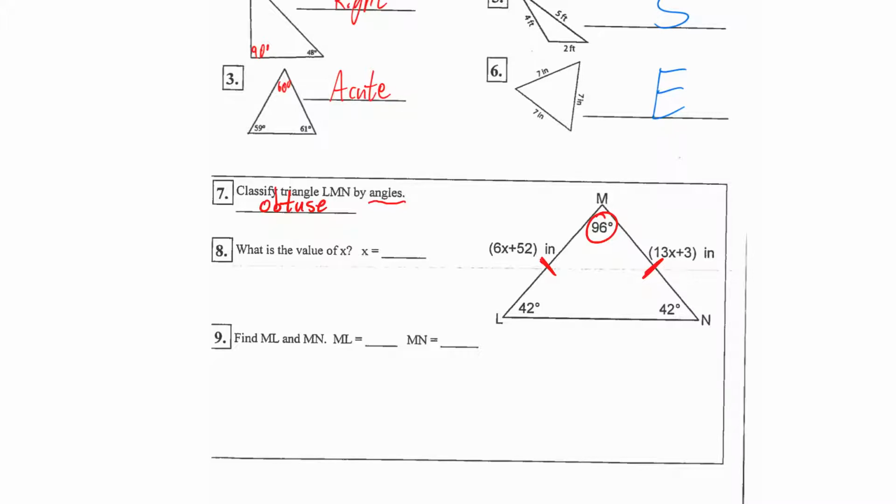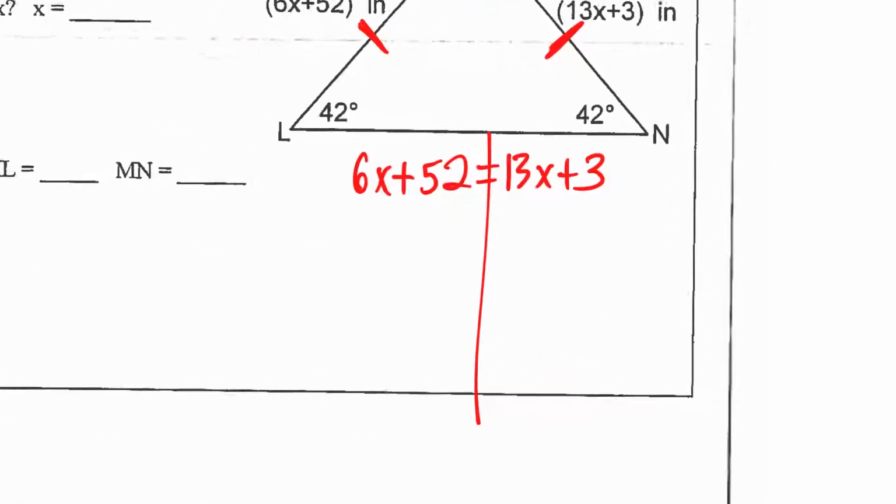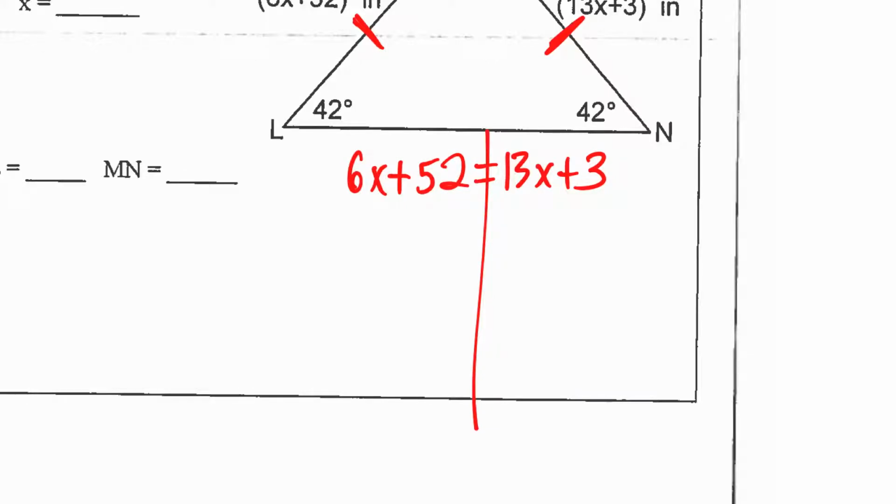So those two sides are equal. So we're going to set them equal. I'm going to set 6x plus 52 equal to 13x plus 3. And then we're going to solve for x. I'll solve for x on this one. I'm not going to solve it on all of them, but this way it'll give you at least one of these that you can put on your orange piece of paper to follow the work if you need this.